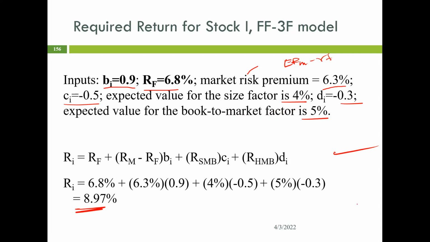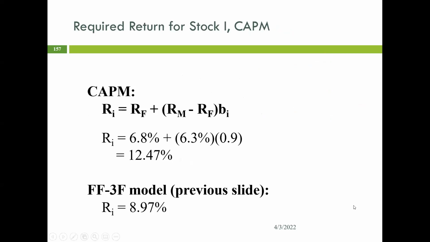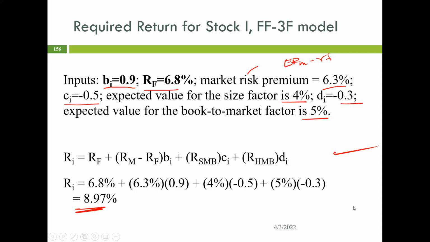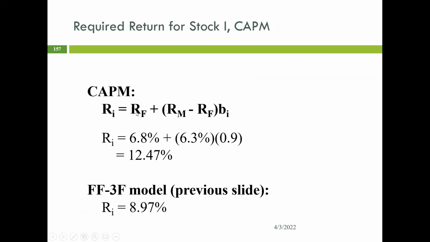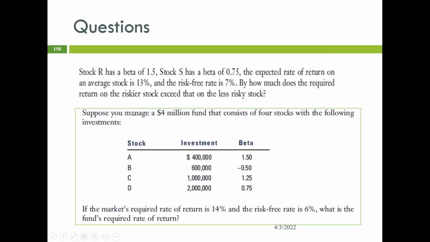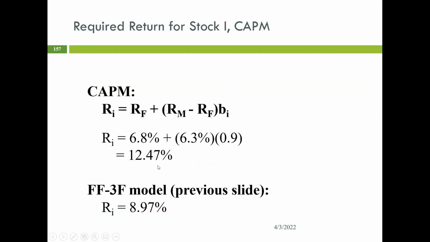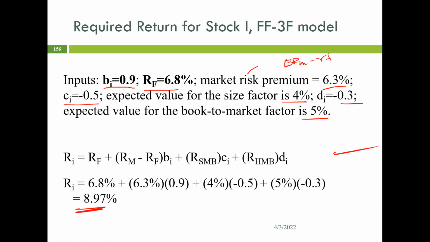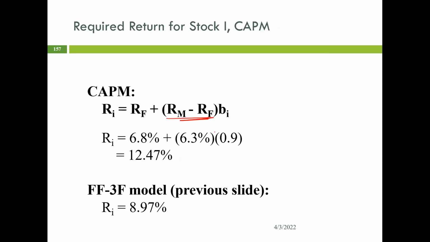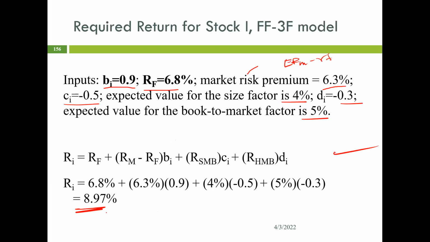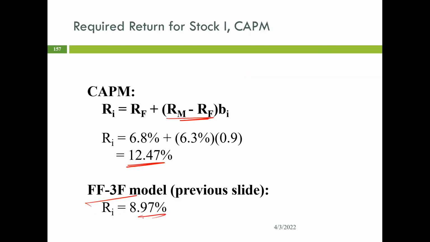So like this, you can see. Now, in the same example, if you estimate the required rate of return using CAPM, you see the number. In the CAPM, there is only the market risk, which was 6.3. So with the CAPM, the required rate of return is 12.47, but with the three-factor model, it was 8.97. So these are the models: this is the one-factor model, and this is the three-factor model.